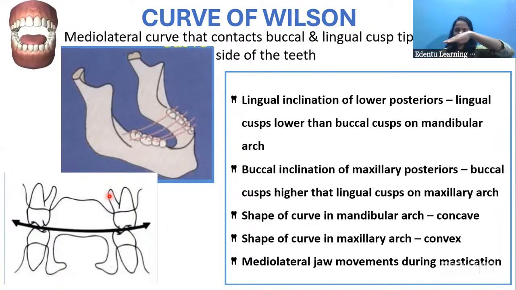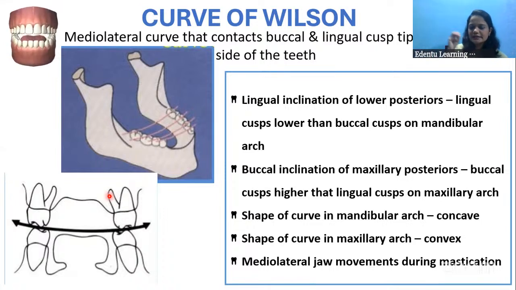Okay, that is towards the cheek side. The lower molars will be inclined towards the tongue side, whereas the maxillary molars will be inclined towards the cheek side. So that is the general inclination in which the teeth are set.